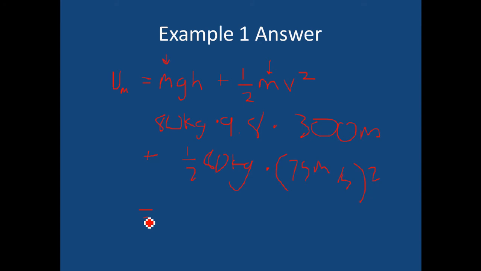80 times 9.8 times 300 plus 0.5 times 80 times 75 squared is equal to a rather large number. I'm going to put this in kilojoules. It's 460,000 joules, which turns out to be 460 kilojoules. So that's the potential energy inside our motor. Okay.